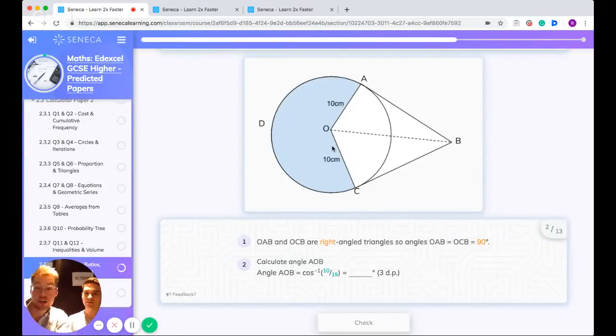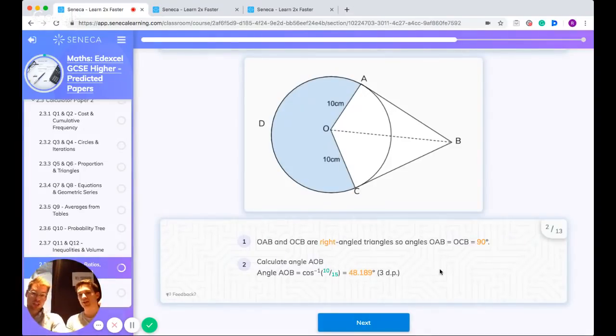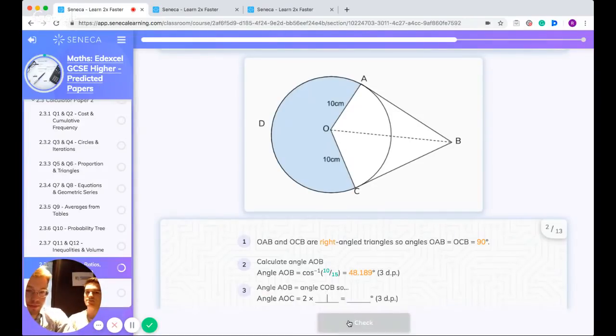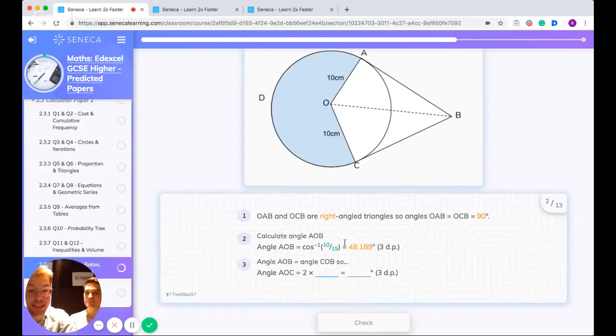Now, I can't do inverse cosines in my head, but in your exam, you just press Shift cos to get cos minus 1, and then in brackets you put 10 divided by 15. And that will give you the answer in degrees. So 48.189. So we know that angle A to O to B equals angle A to O to C.